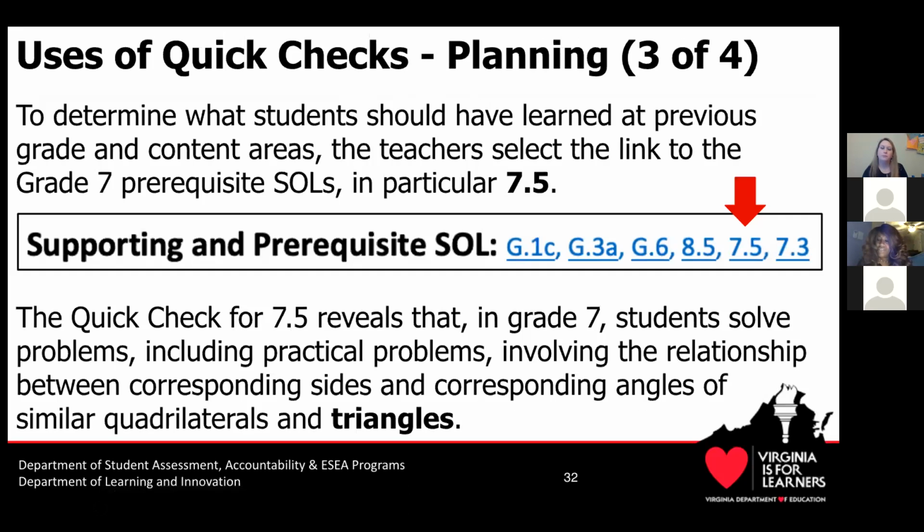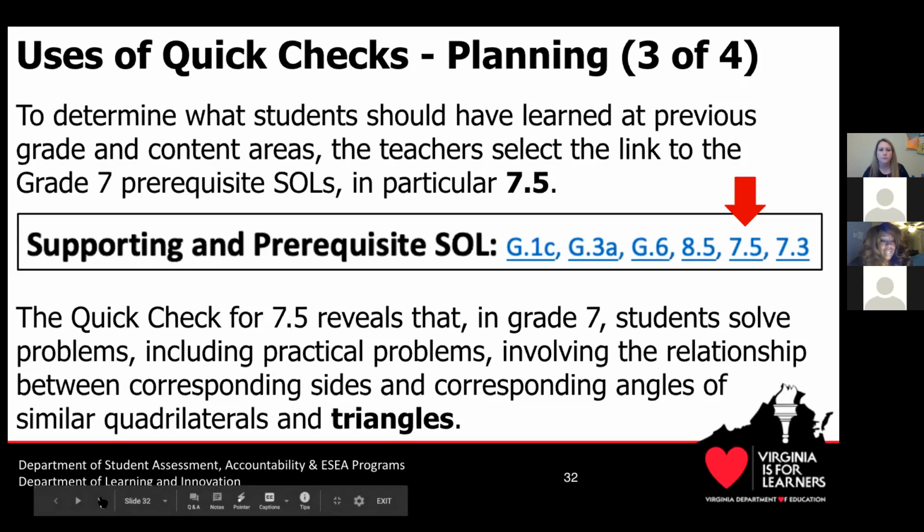Now, they've decided, as they look at the standard, that students would have learned at previous grade levels. They're going to select, in particular, though, 7.5. You're going to see why in a minute. The quick check for 7.5 reveals that in grade 7, students are solving problems, including practical problems, that involve those relationships between exactly what we need when we're looking at similarity: corresponding sides and corresponding angles, not only of quadrilaterals, but of triangles in particular. So that's where that grade level team or content area team is going to stay focused and looking at those questions in particular that pertain to triangles.